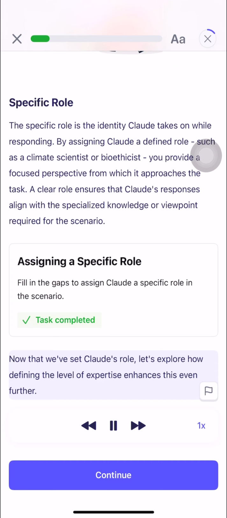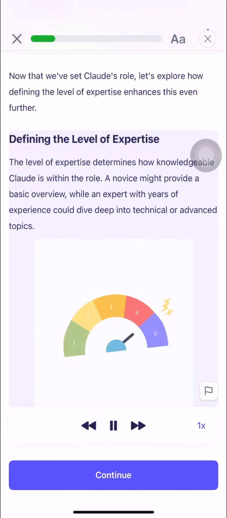Now that we've set Claude's role, let's explore how defining the level of expertise enhances this even further. Defining the level of expertise. The level of expertise determines how knowledgeable Claude is within the role. A novice might provide a basic overview, while an expert with years of experience could dive deep into technical or advanced topics.